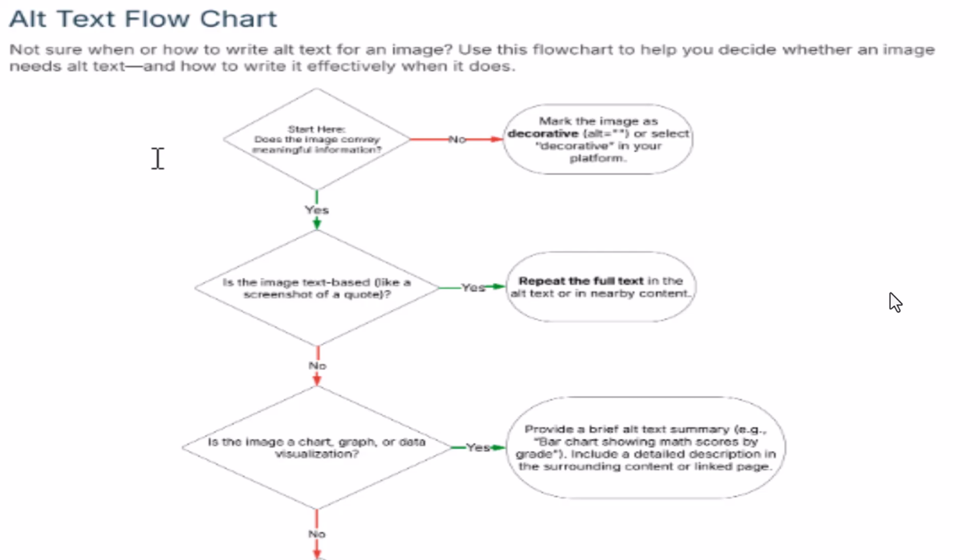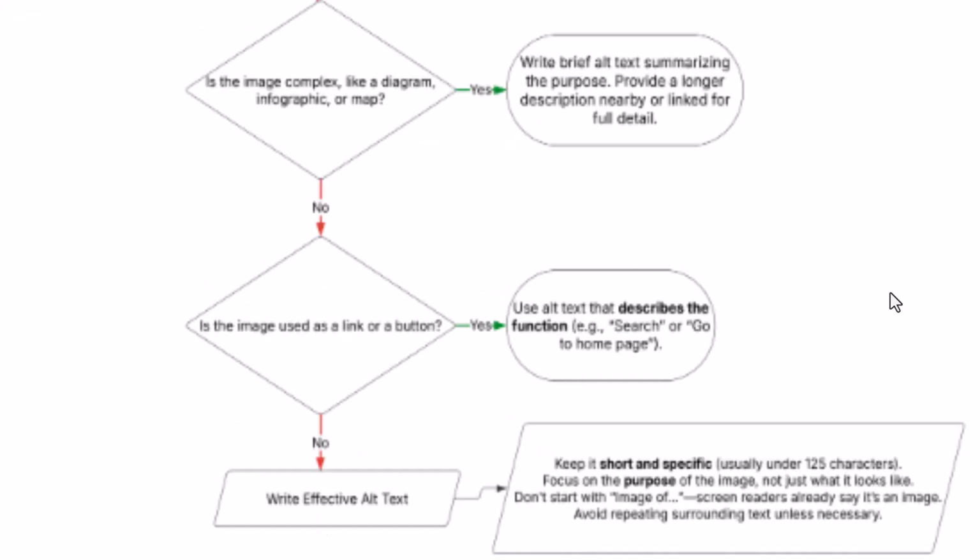Is it a chart, graph, or data visualization? In that situation, we want to make a brief alt text summary. What are we looking at? What is it trying to show? And then, in the content, provide the data itself. The alt text for the chart doesn't necessarily need to have all that data in it. It should just explain what the chart is, and then we should make sure that we include that information in a different way in case we have somebody with a visual impairment.